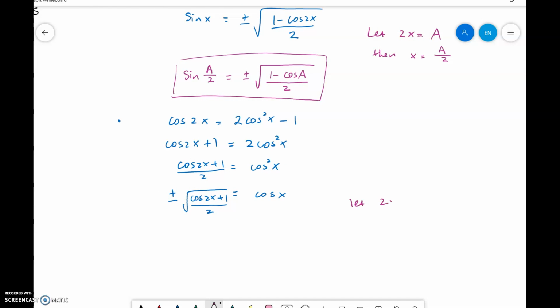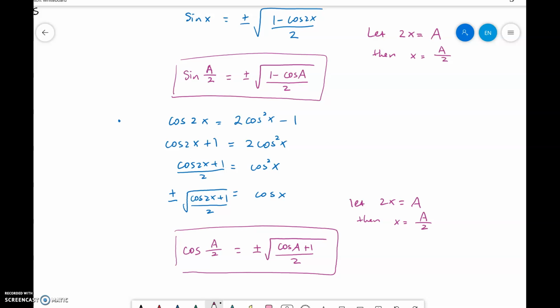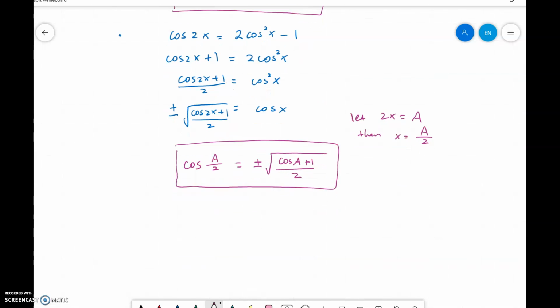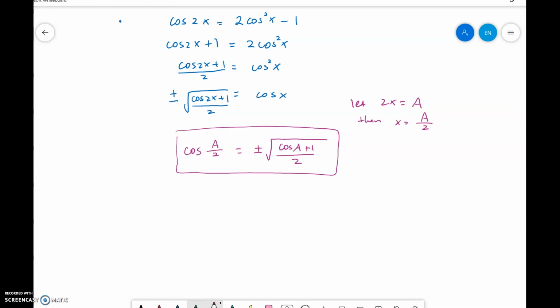I'm going to do the same thing. I let 2x equal A, then x equals A over 2. Then the formula becomes cosine of A over 2 equals positive or negative the square root of cosine of A plus 1 over 2. So that's two formulas. The next one I'm going to find is the tangent one. For the tangent one, I'm going to use both the sine of the half angle and the cosine of the half angle.